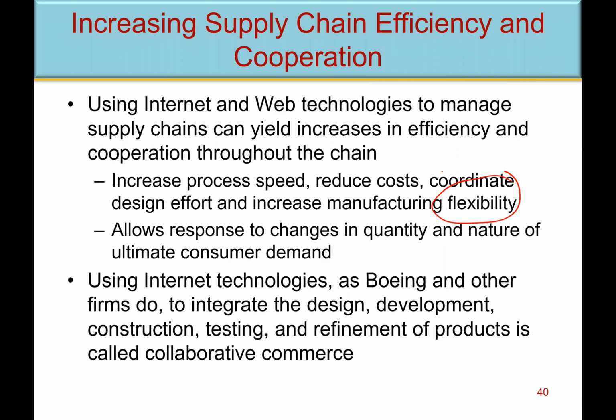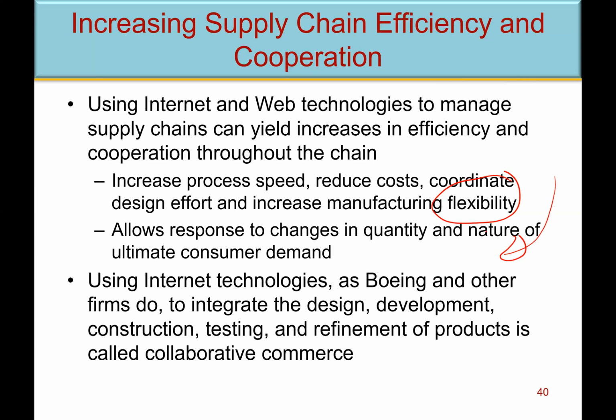So production does not have to produce buffer stock to prevent out of stock, because information is received on time every day. This allows response to changes in quantity and nature of ultimate consumer demand. As I mentioned, they will get this information as soon as possible.